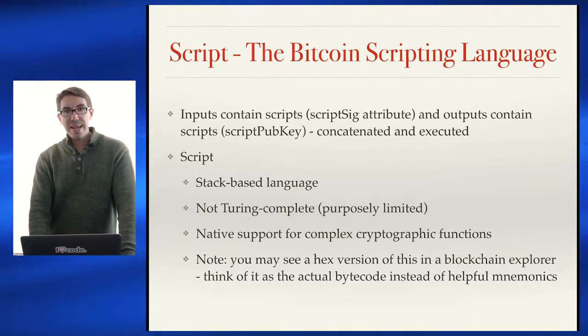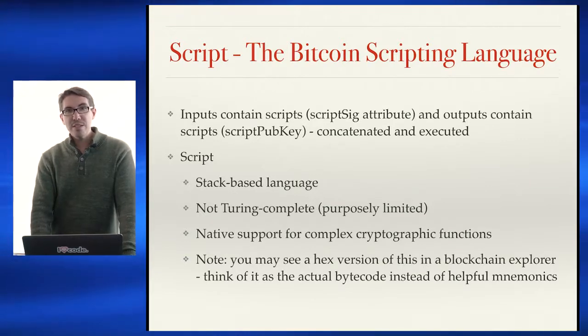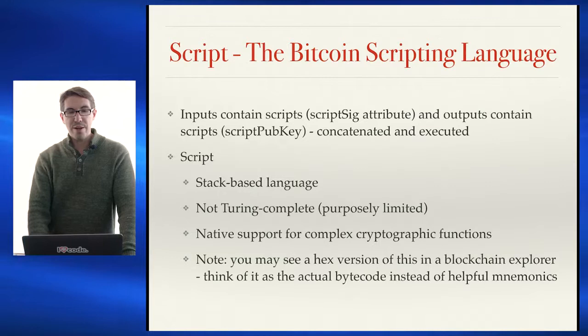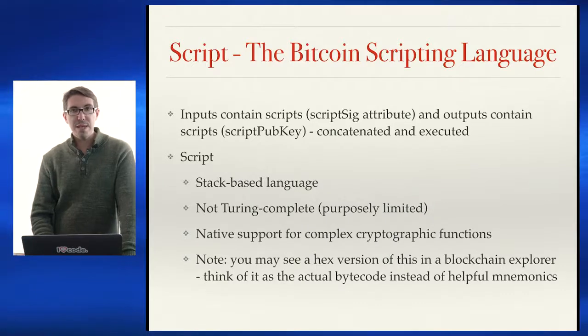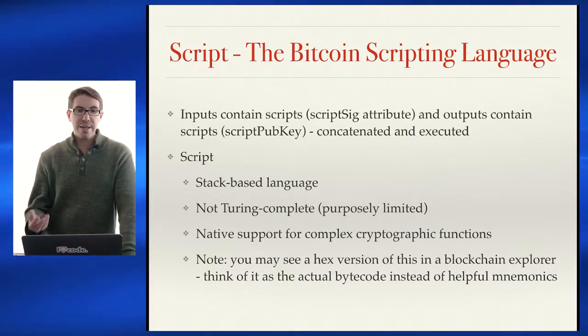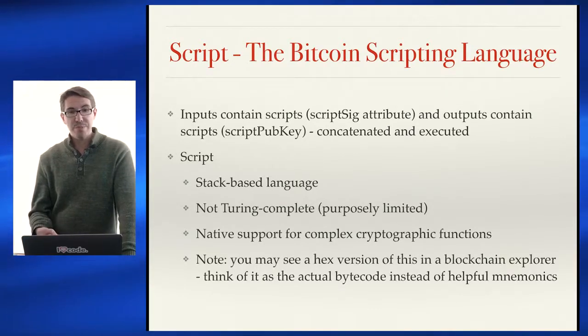So inputs contain a part of the script, which is called the script sig attribute. This is going to be the output from a previous script. And I'll show you what that looks like when we walk through this. And outputs contain another part of the script called a script pub key. If you recall from a few slides back when I showed the inputs and outputs, the input had a script and the output had a script.